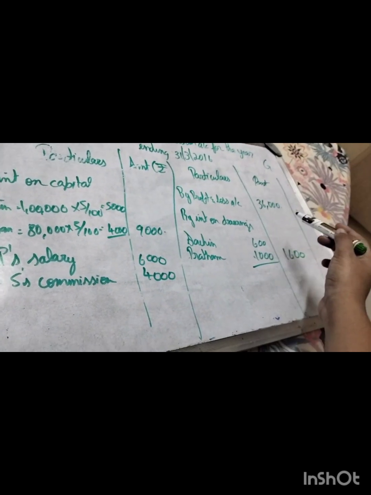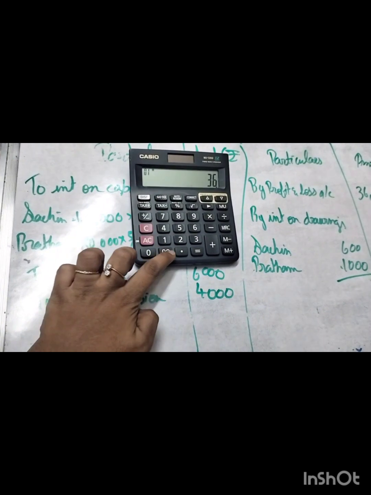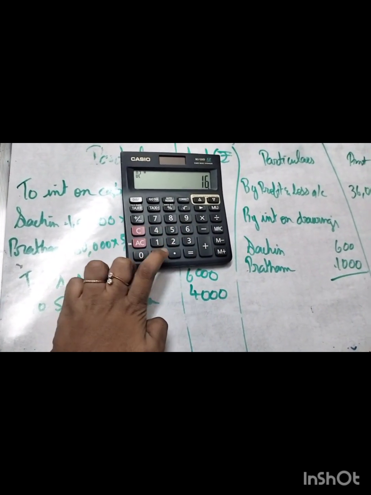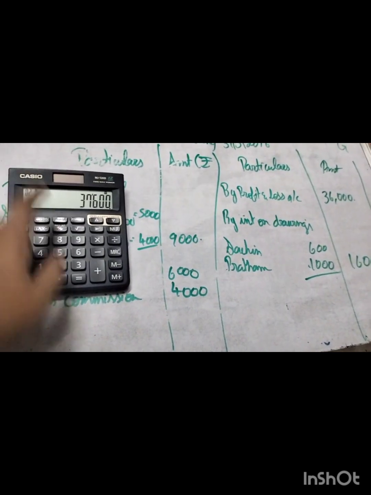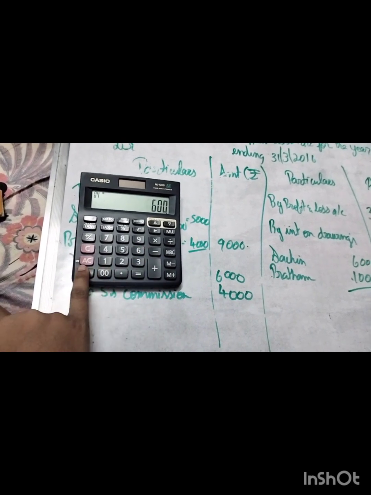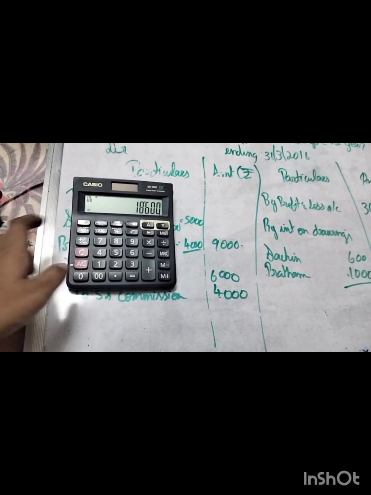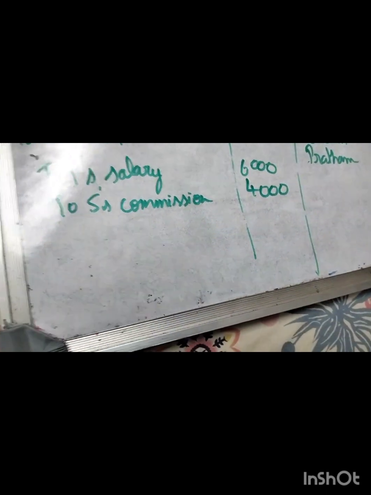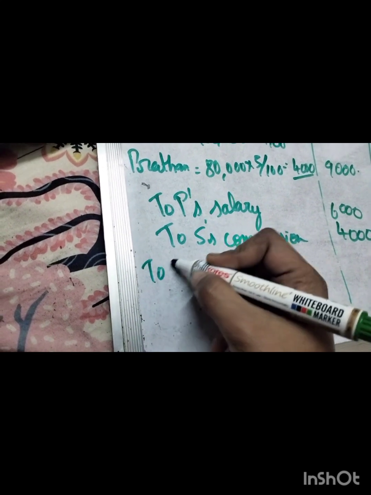You add these two, that is 36,000 plus 1,600. Okay, and then you subtract all these values. 9,000 minus 6,000 minus 4,000. So you get 18,600. Okay, so you record that as your two partners capital account.